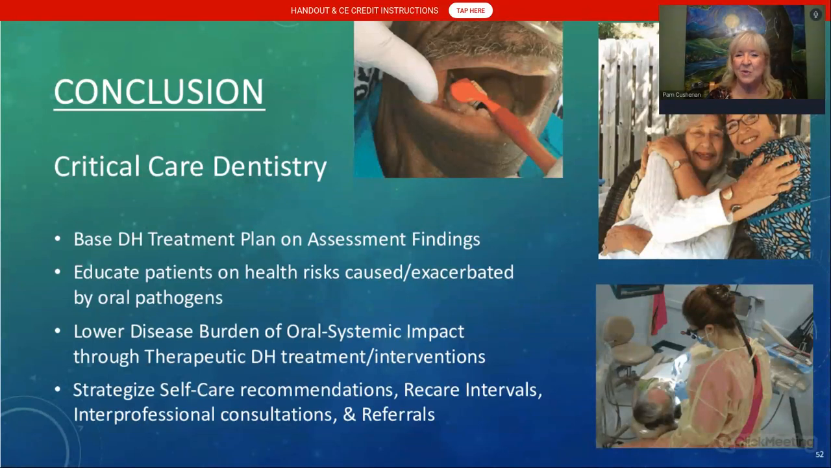All of these great things we can do. We make a difference, and these periodontal pathogens are not going away, but we can help to mitigate, we can help to reduce the impact on our patients' health and make life better.